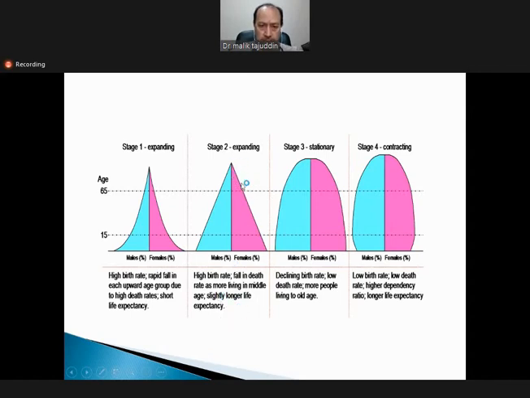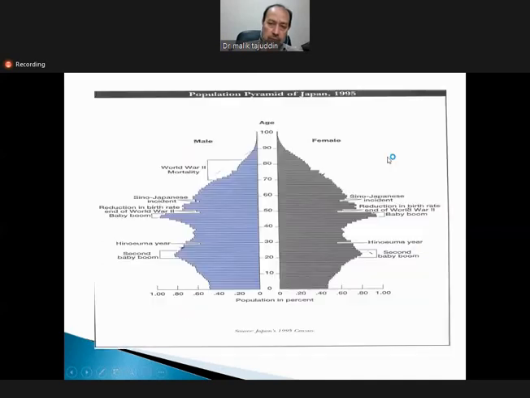See, the group of people who are more than 65 years of age is larger as compared to this. But here, the death rate has declined considerably, and the birth rate has started to decline. So more people are living to old age groups. So these are more. And this is the low birth rate and low death rate. So higher dependency ratio, longer life expectancy, and many more people are above 65 years of age.